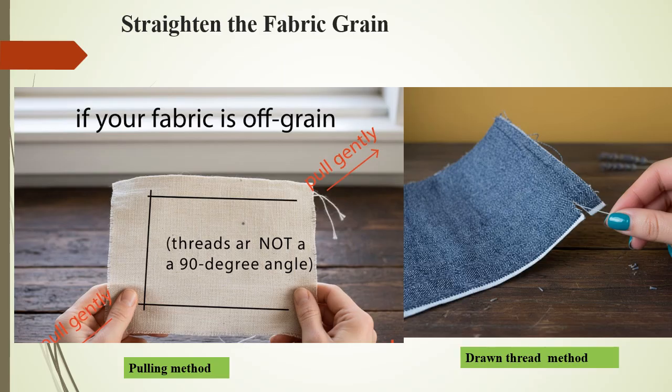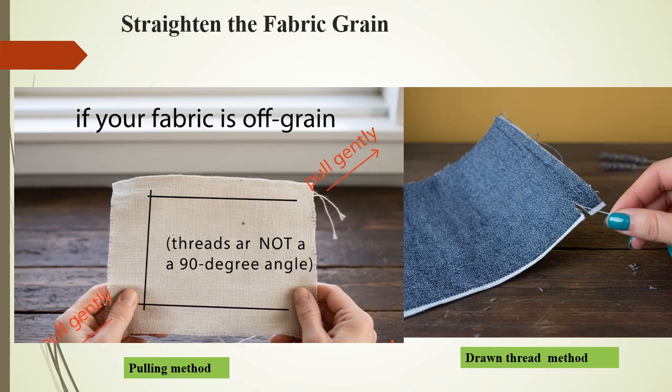The next step in the preparation process is straightening the fabric grain. For the grain straightening process, first we have to check for grain distortion. So how do we check the grain distortion? First we fold the fabric lengthwise, matching both selvages. If the cut edges do not align evenly, the fabric is skewed. So how do we correct the skewed fabric?